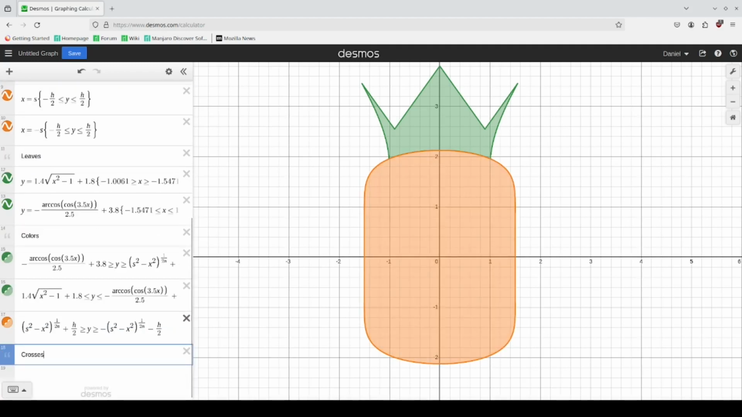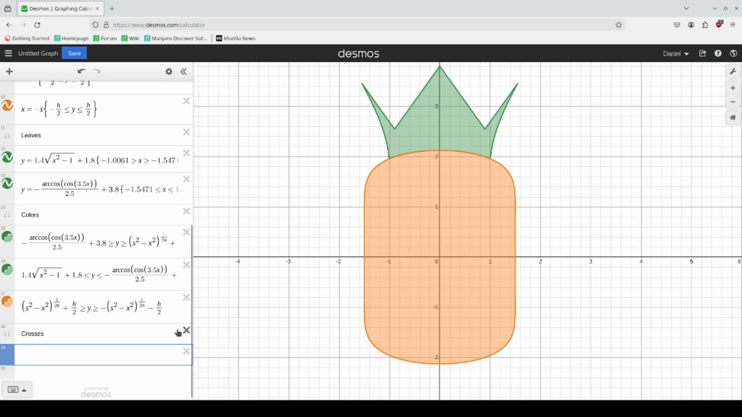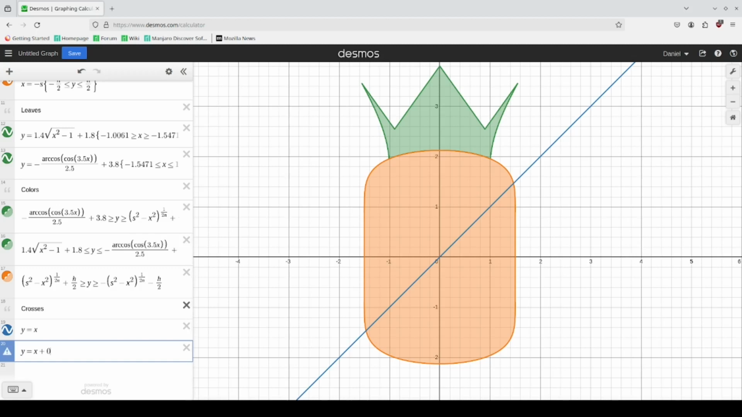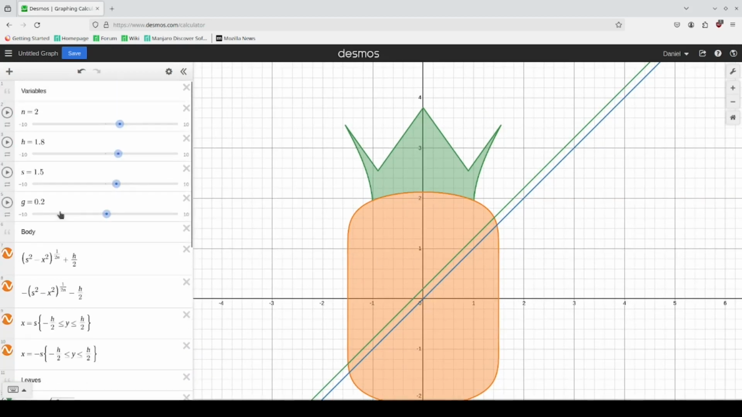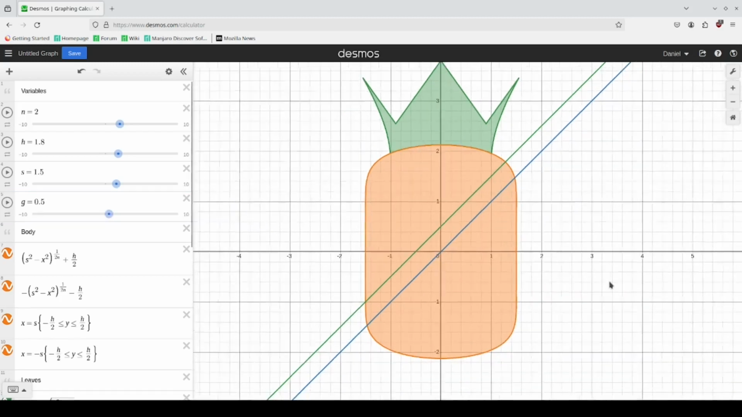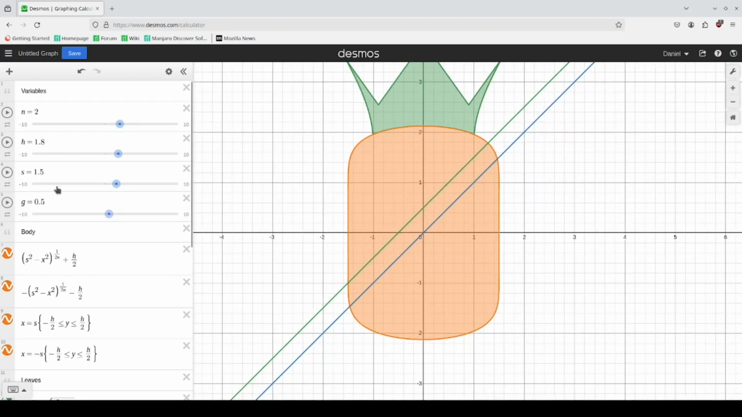So I'm going to call this crosses, and we'll just start with y equals x, and the gap is going to be y equals x plus 0.2, the gap size. So now you can see already if you're going to be happy with this. I would like mine to be a little wider than that, and I like this better. Since you have control over this, you can always adjust it.